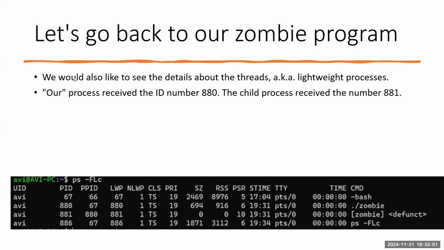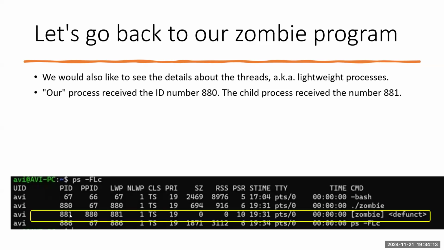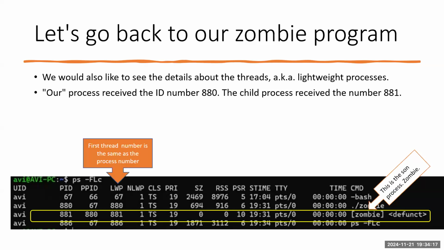Let's go back to our zombie program. We would also like to see the details of the threads, the lightweight processes. Our process received the ID number 880, and the child process received 881. So if we go to ps -flc, we see 880 and 881. What else do we see? We see there's the child, the defunct child. This is the son, the zombie process. The first thread number is the same as the process number.